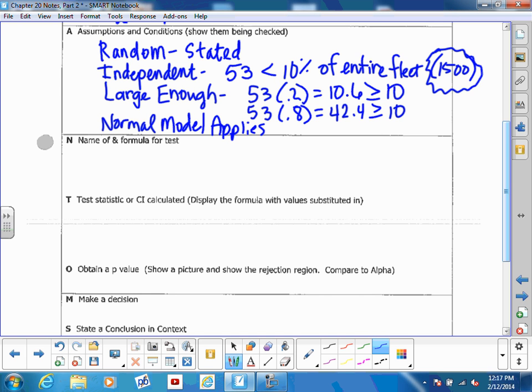Notice that this N times P is this 0.2, and N times the 1 minus P is the 0.8, and of course your N is 53. That's the size of the sample. Okay, what is the name of the test that we are doing? It's a 1 proportion Z test. So we now have two things that we know what to call them, 1 proportion Z interval and a 1 proportion Z test.